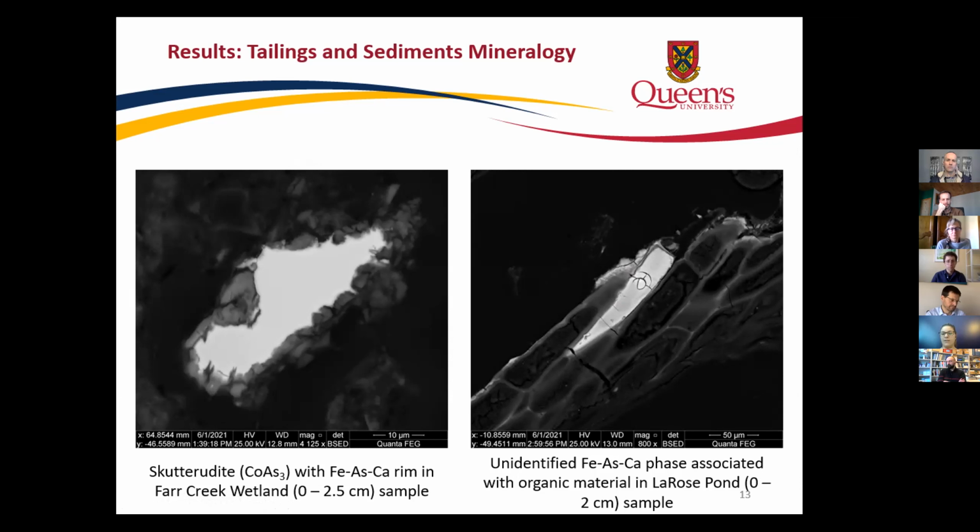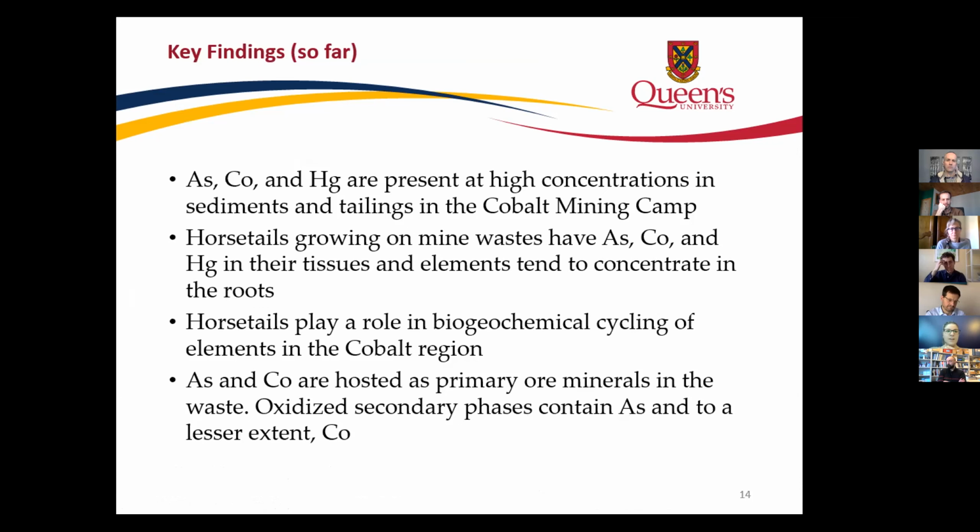So my key findings so far are that arsenic, cobalt, and mercury are present in high concentrations in sediments and tailings at the cobalt mining camp, as well as in the horsetails that are growing on these wastes. And the horsetails tend to concentrate elements in their roots instead of the shoots, which leads me to believe that they're playing an important role in biogeochemical cycling of elements in this region.